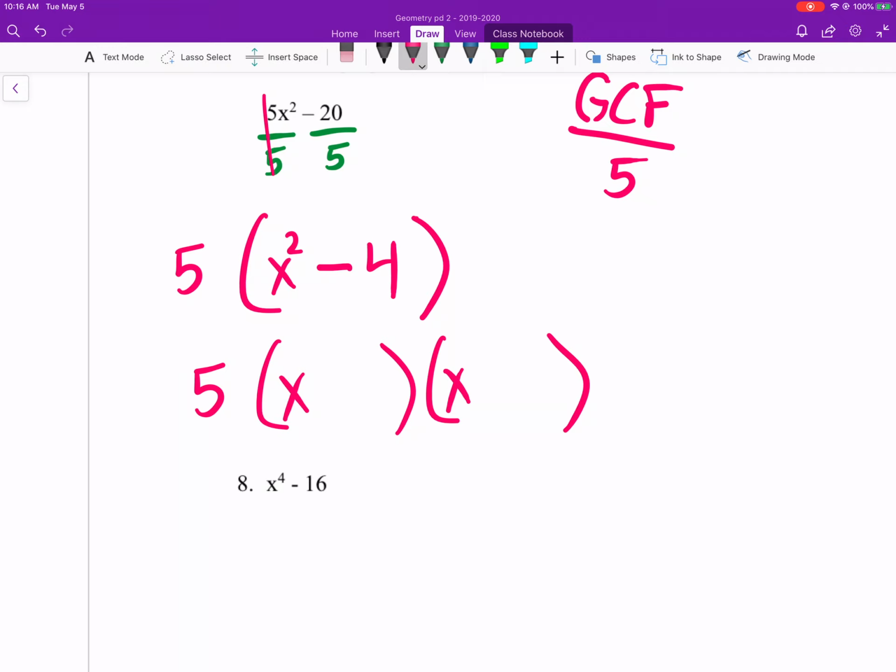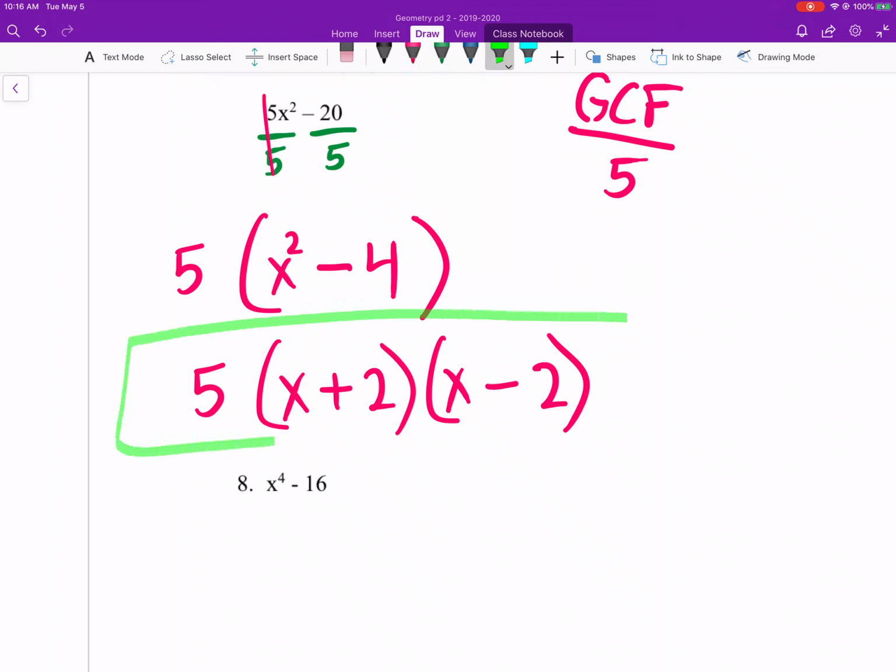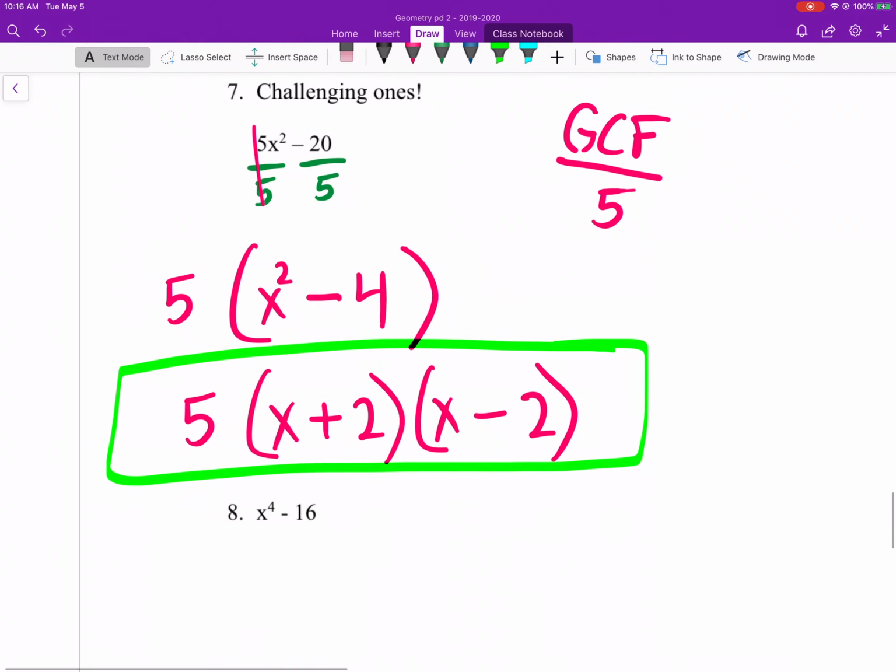Now, what times itself gives you 4? That's 2. One positive sign, one negative sign. So there was two types of factoring here. You might remember your Algebra 1 teacher saying factor completely. So you just keep factoring until there's nothing left. This is a combination. This is a really great problem to look at, because it involves GCF and it involves dots.